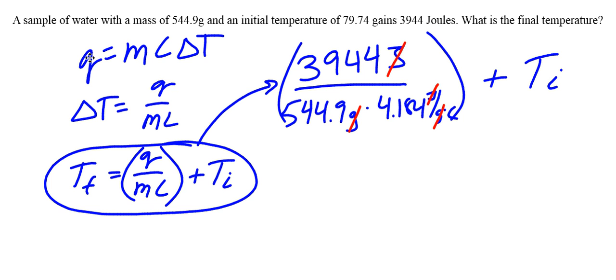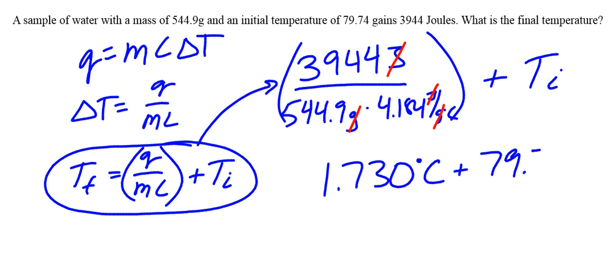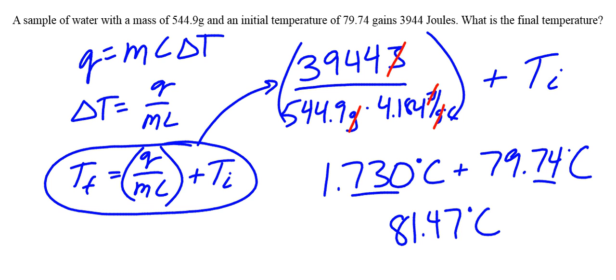So, if I do the math out, I end up with 1.730 degrees Celsius. My initial temperature was 79.74 degrees Celsius. So with this, 2 sig figs there, 3 there, so my answer needs to have only 2. So it's 81.47 degrees Celsius. And that's my final temperature.